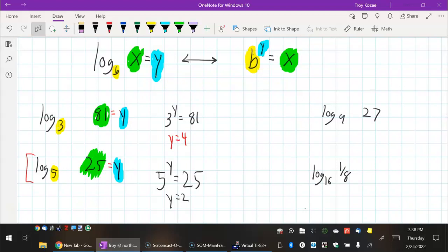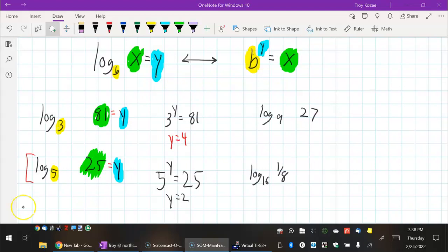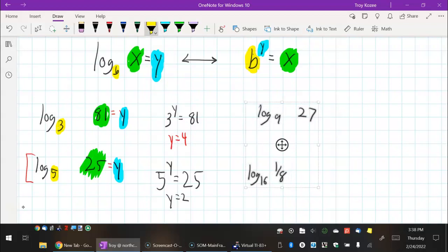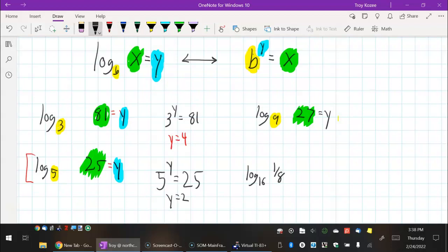Let's take a look at log base 9 of 27. Once again, this is the base of my logarithm, and this is what I'm taking the log of. And I want it to equal some number y. That's my answer. So we have 9 to the y power equals 27.